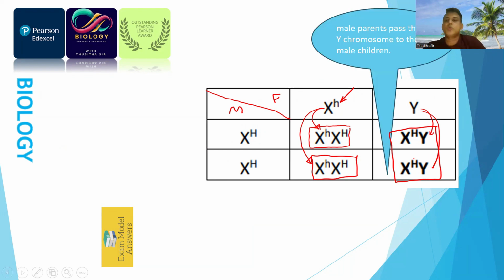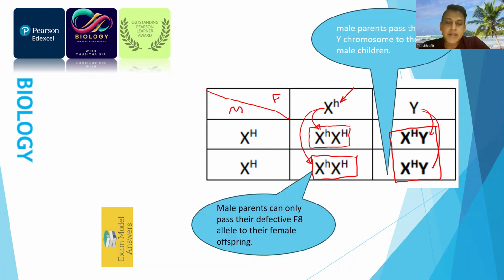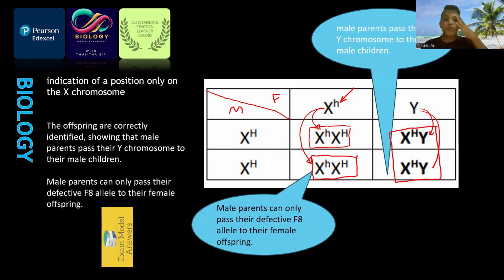from mother. So male parents pass their Y chromosome to the male children. Remember, male parents pass their Y chromosome to the male children. Male parents can only pass their defective alleles to the female offspring. That means the X chromosome passes only to the female. That's the main idea. So indication of position only in the X chromosome, that's one mark. And then 2 marks. When you highlight these 2 with the genetic diagram, you get 4 marks, right? So genetic diagram 1 mark and showing X chromosome 1 mark, and giving these 2 points, you get 4 marks. This is a very strong one, better to remember. So the father can pass the Y chromosome only to the male and the X chromosome only to the female. Just a rule.